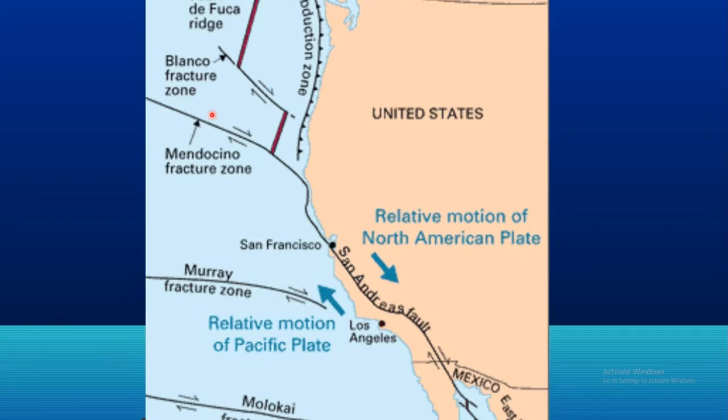So this is one of the most active transform fault boundaries in the world, and it is in the United States. It's the boundary between the North American plate and the Pacific plate. Relative to each other, the North American plate is moving downward and the Pacific plate is moving upward. So they're sliding past each other, and you can see that this is happening at that boundary over there, and that causes a lot of earthquakes in that San Andreas area. And Los Angeles is quite well known for the earthquakes that occur there.